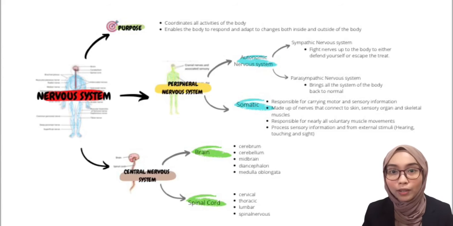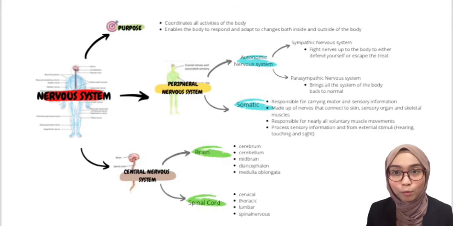So today I would like to present about the nervous system of the human body. The basic purpose of the nervous system is to coordinate all the activities of the body. It enables the body to respond and adapt to the changes that occur both inside and outside of the human body.